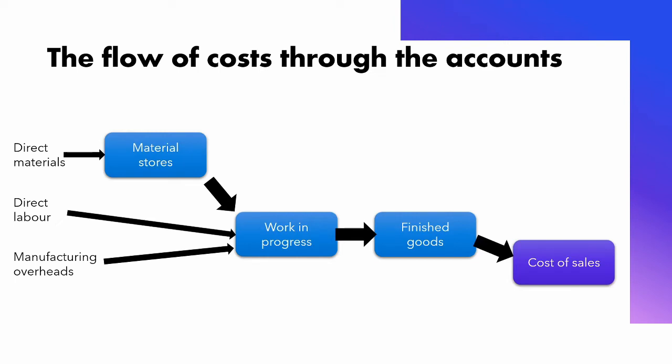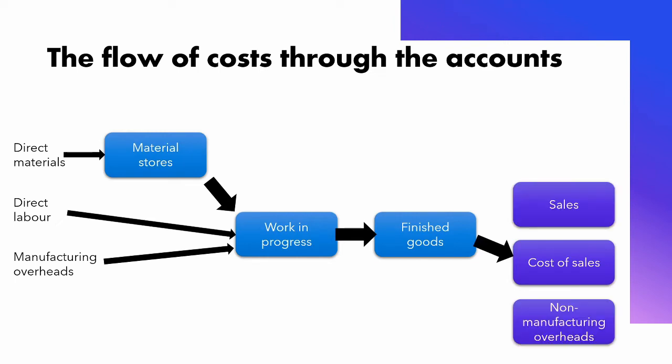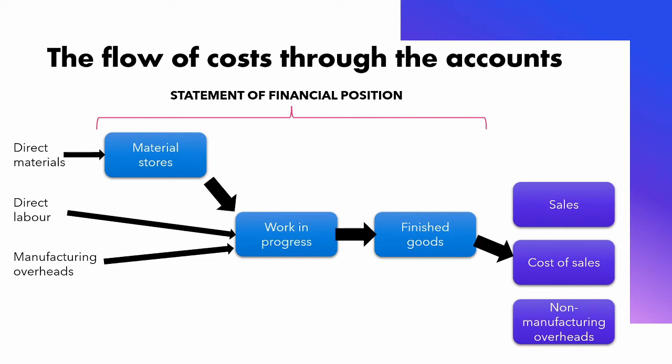We then also need to record the revenue generated from the sale, as well as any non-manufacturing overheads, such as selling costs. What we can also see here is that the items in blue, being our material stores, work in progress, and finished goods, relate to inventory, which is an asset, and recorded in our statement of financial position. On the other hand, our sales, cost of sales, and non-manufacturing expenses relate to income and expenses, which we record in our statement of profit or loss.